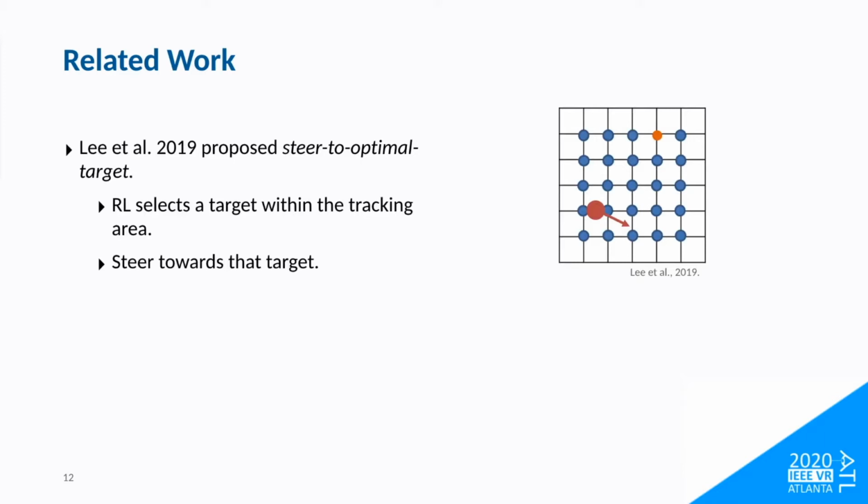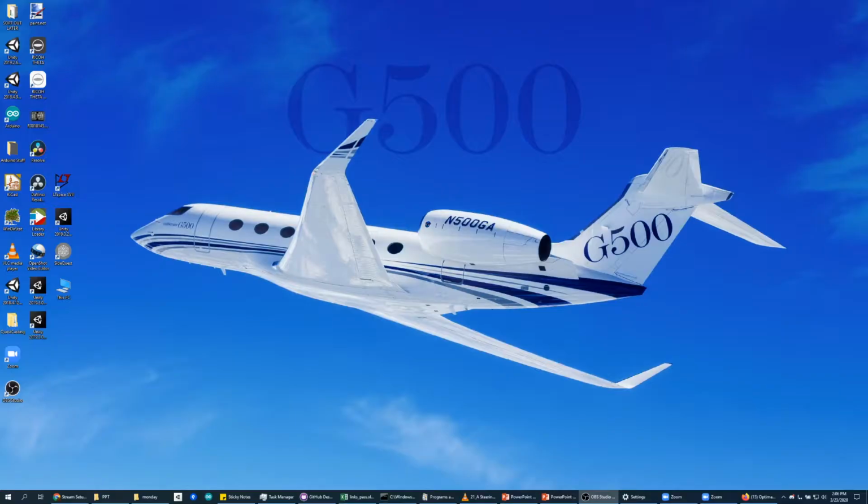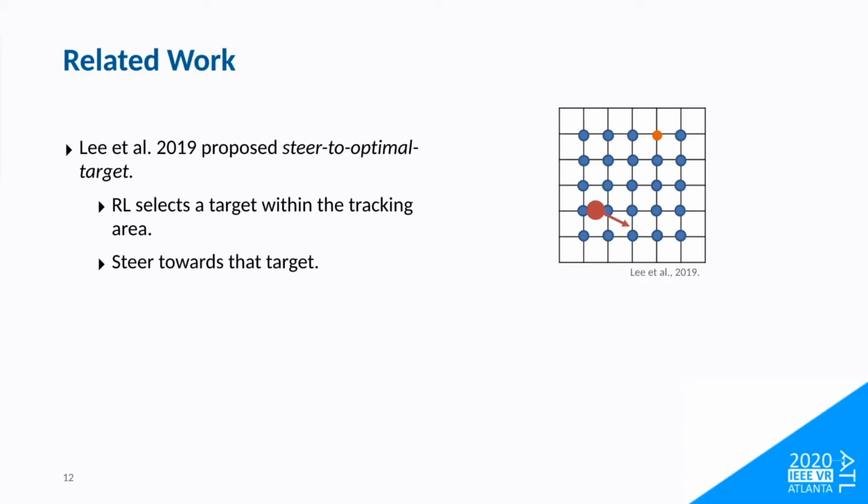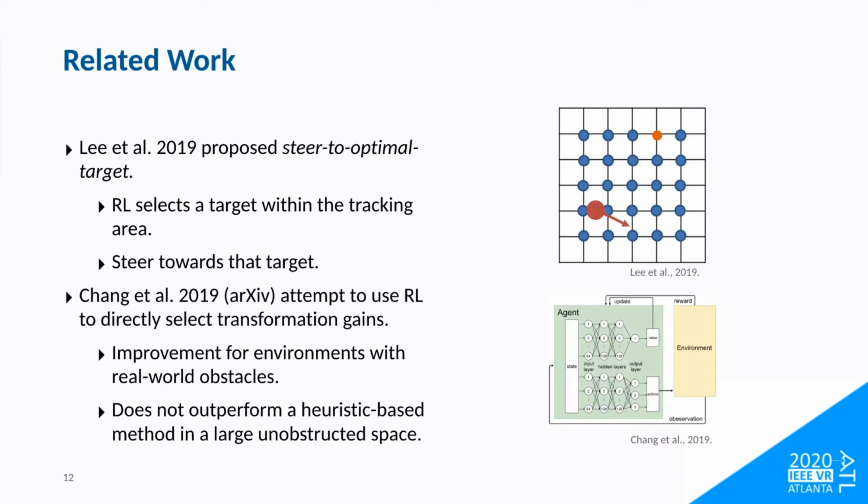The first is Li et al., who proposed steer to optimal target. They use reinforcement learning to select one of 25 discrete targets within the tracking area, and then the user is steered towards that target. Chang et al. is the work that most closely aligns with our own, and they attempt to use reinforcement learning to directly select the transformation gains. Their method is mainly an improvement for environments with real-world obstacles, and does not outperform a heuristic-based method in a large unobstructed space.